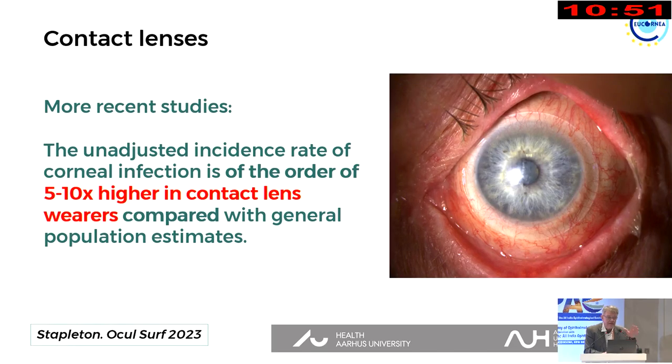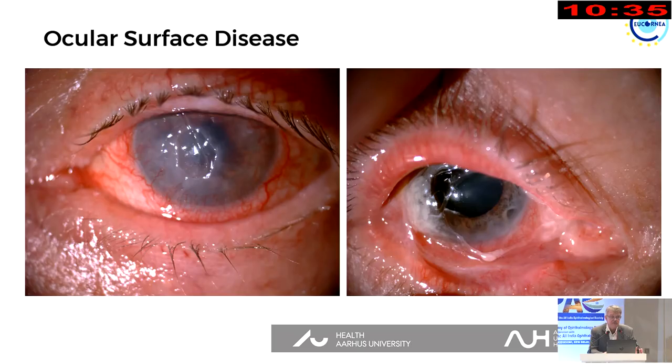Later on, this has probably been reduced a bit, but Stapleton from Australia found that the unadjusted incidence rate of corneal infection is of the order of 5 to 10 times higher in contact lens wearers. So contact lenses, that is certainly a risk factor. What else do we see as risk factors?